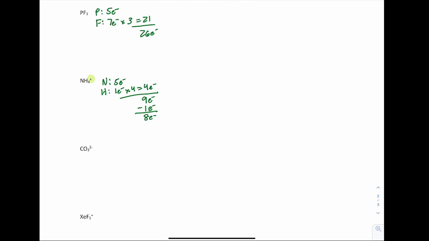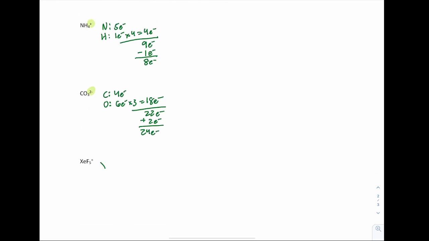CO3 2-, what polyatomic ion is that? Hopefully you recognize it as carbonate. Carbon, group 4A. Oxygen, group 6A. There's 3 of them. So 6 times 3 is 18 electrons. 18 plus 4 is 22 electrons. And then carbonate does have a -2 charge. Remember, if it's negative, we have to add electrons because it's gained electrons. Again, just be careful. It's really tempting to see that negative sign and subtract, but electrons have a negative charge. So if my net charge is negative, it has more of them, so we have to add. So 24.